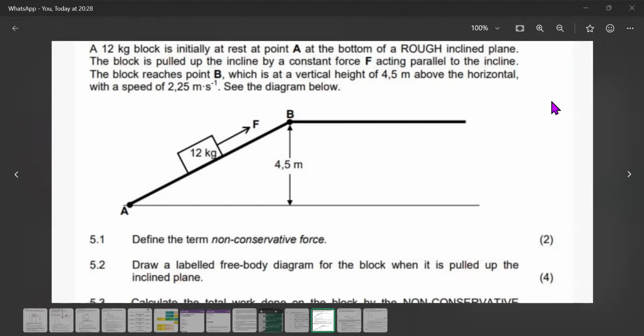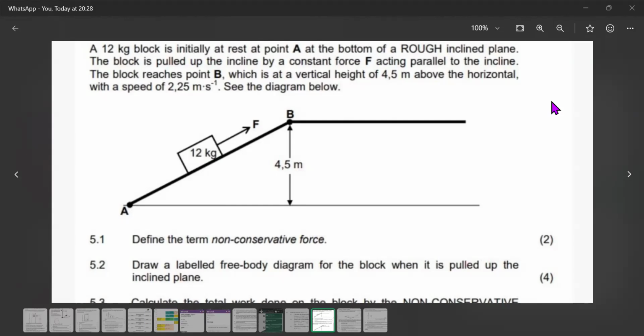above the horizontal, with a speed of 2.25 meters per second, as we can see in this diagram. So we know that the initial velocity of this block is 0 because it was initially at rest. And we know that the final speed is 2.25 meters per second. The initial height is 0 meters and the final height is 4.5 meters.